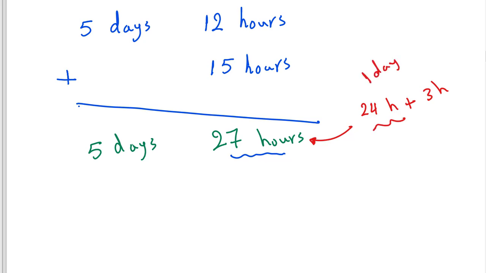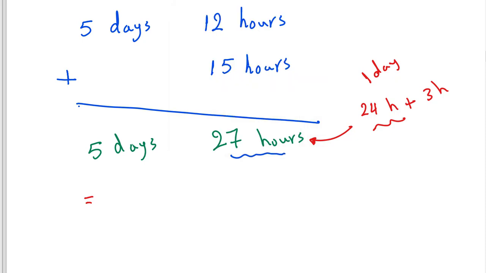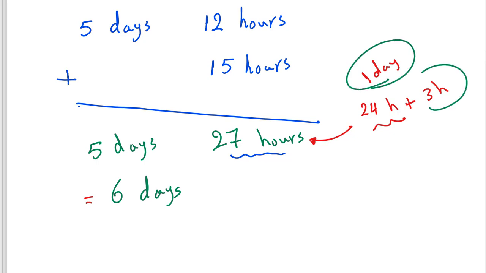So the number of days should be? The number of days should be 8. Why 8? It's 5 days. Add 1 day, and at 1 day it's going to be 6 days. Okay, and how many hours remainder? Yes, we take away 24 hours as 1 day.